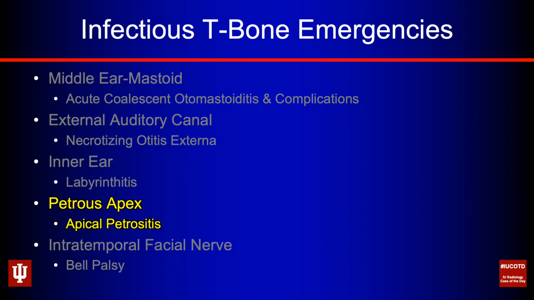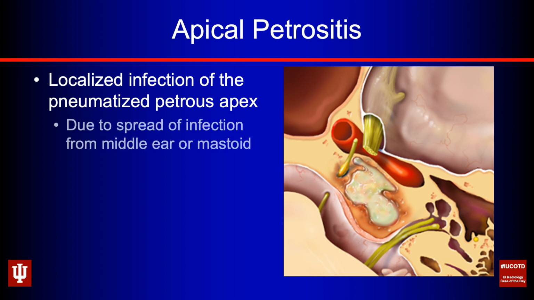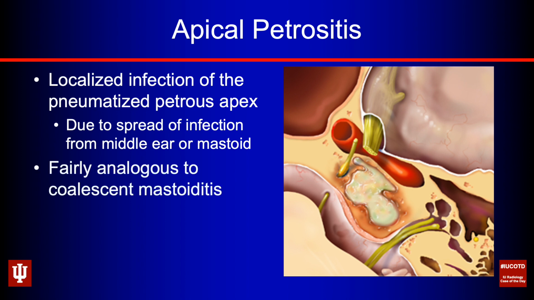Next is the petrous apex, and our hallmark lesion here is apical petrositis. This is a localized infection of what is typically, not always, but typically, a previously pneumatized petrous apex. That is typically due to spread of infection from the middle ear or mastoid. You can think of this as being analogous to coalescent mastoiditis.